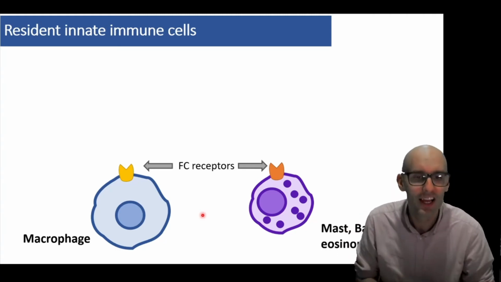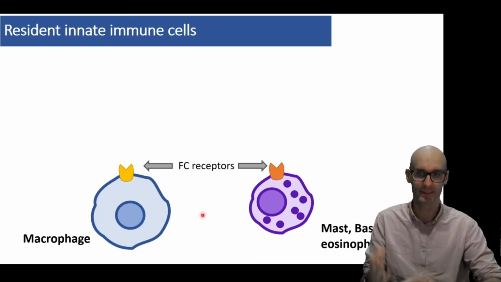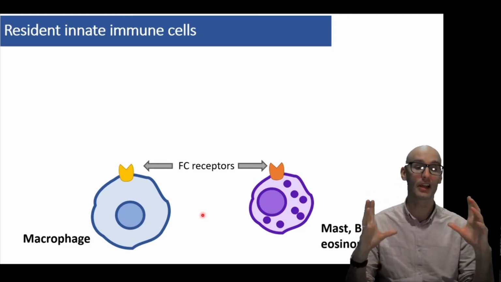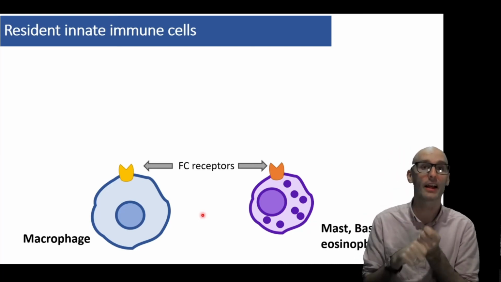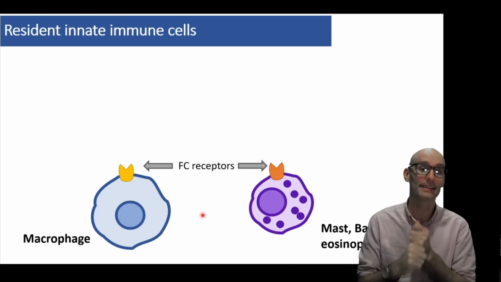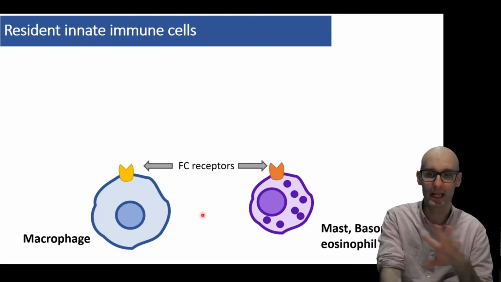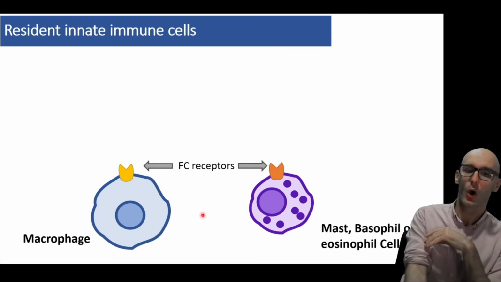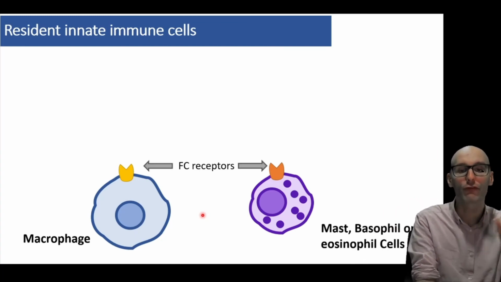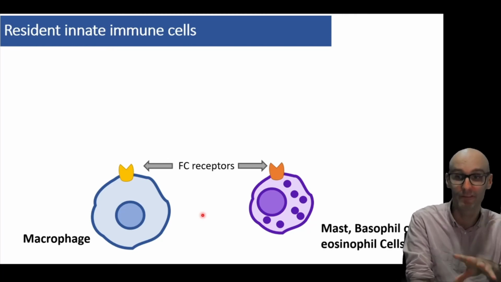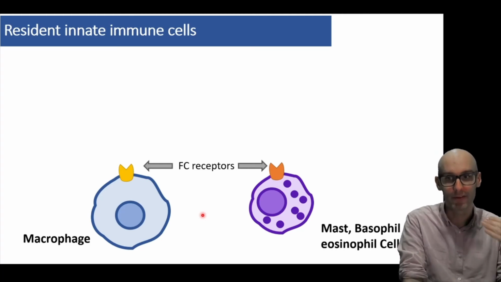What were those Fc receptors that I was talking about on eosinophils, basophils, and mast cells? Well, Fc receptors are a range of receptors that actually recognize antibodies, and they recognize antibodies once they're bound typically to their antigen. So let's compare a couple of cells here. We've got macrophages, or we've got mast, basophil, and eosinophil cells. Now they have two different kinds of Fc receptors, and those Fc receptors recognize different antibodies.